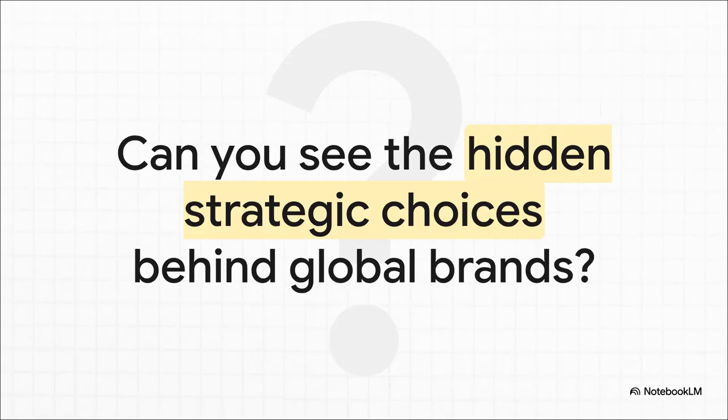So the next time you're out and about and you see a global brand, a car, a coffee shop, your smartphone, just take a second and think. Are they an exporter, a multi-domestic, or one of those complex transnationals? Once you understand this framework, you start to see this invisible architecture everywhere. You see the hidden strategic choices that are literally shaping our entire global economy.